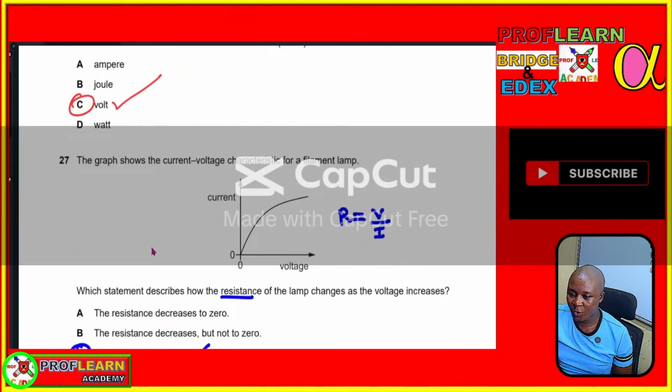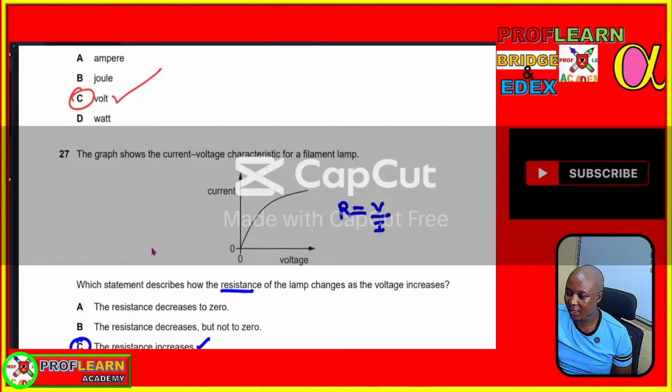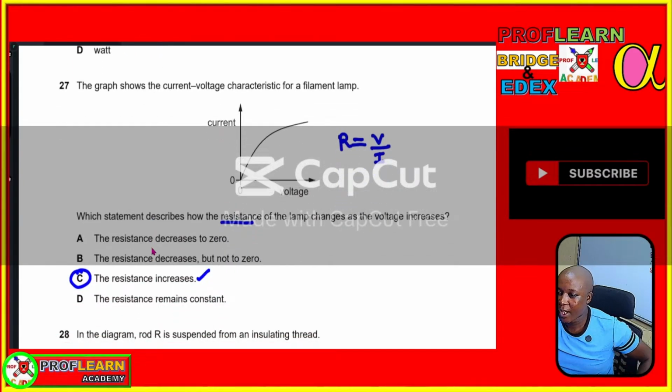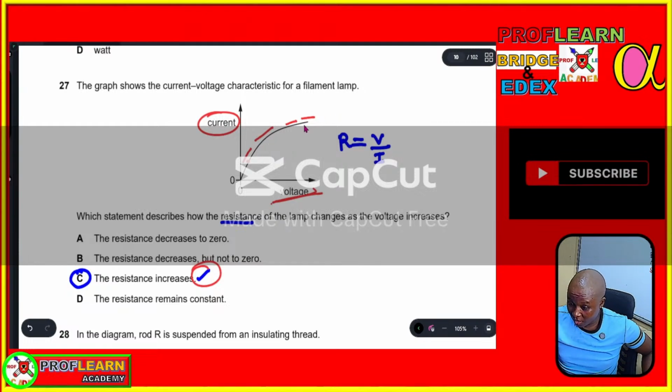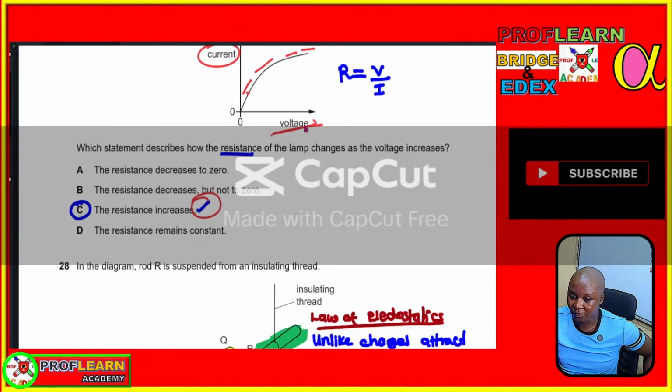The graph shows the current-voltage characteristics of a filament lamp, and you can see now as the voltage increases, the slope of the graph decreases, and in that case it means resistance is increasing. So if the graph was current against voltage, it means that this resistance is what is increasing.